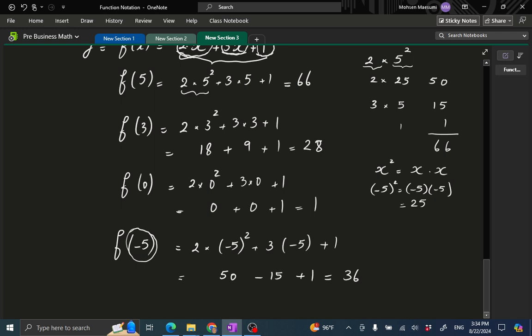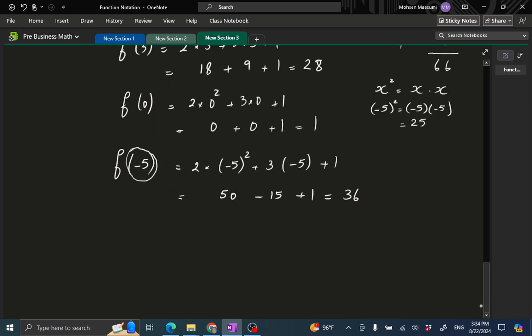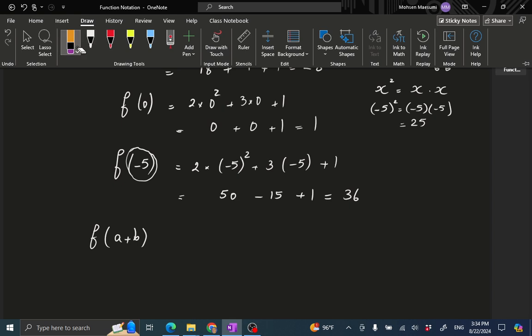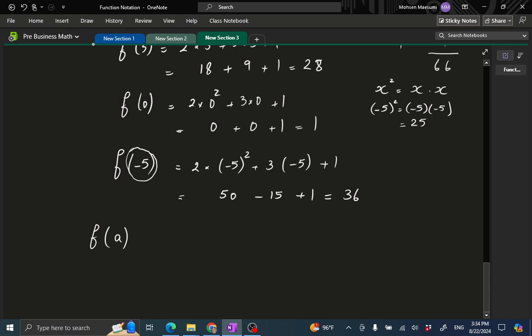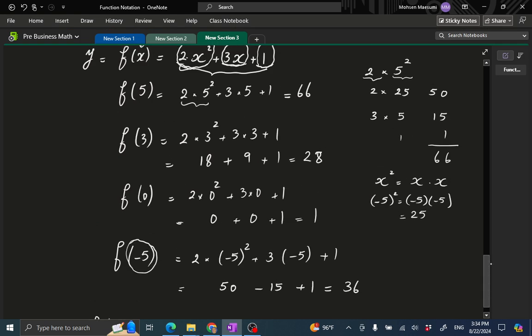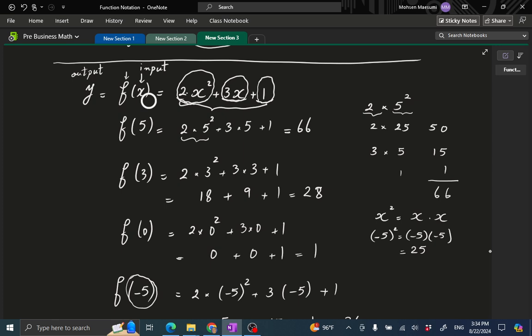Now, let's up the ante here. What if I were to ask what is f of a plus b? Well, let me start with something a little bit easier first. Look, what is f of just a? The formula that we have here is giving us a recipe of what to do with the input. It says you take your input, square it, times 2, times 3, and add them up.